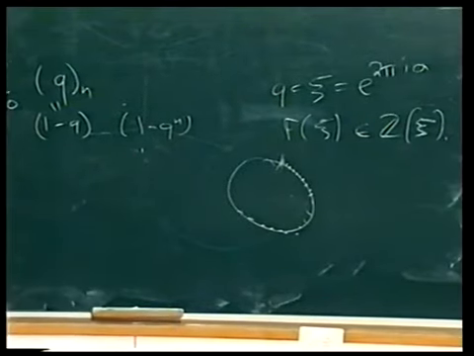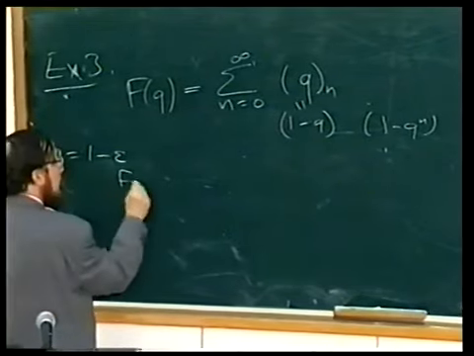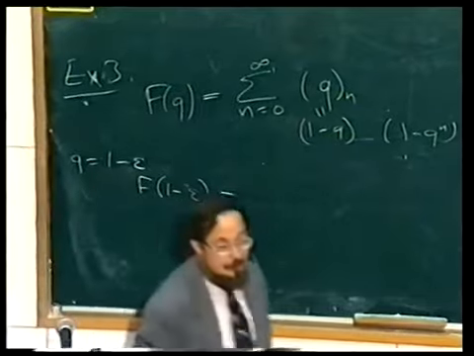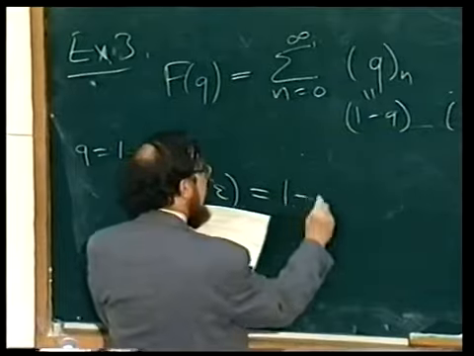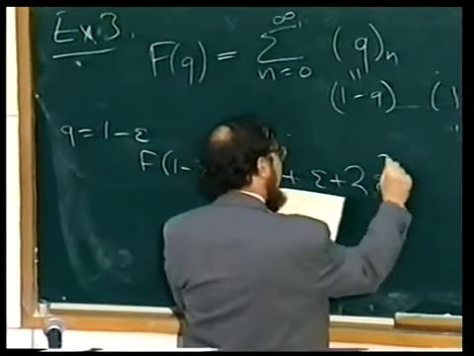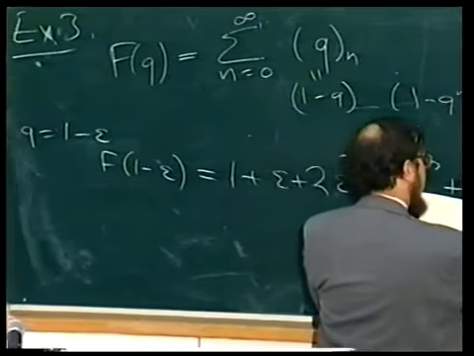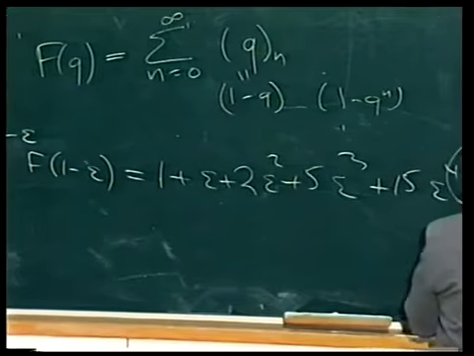Well, if you do that, the obvious thing to do first is take q to be 1 minus epsilon. So then we write f of 1 minus epsilon. Well, then the nth term is divisible by epsilon to the n. So if you just start computing, then you quickly find some coefficients. I'll write down the first few.